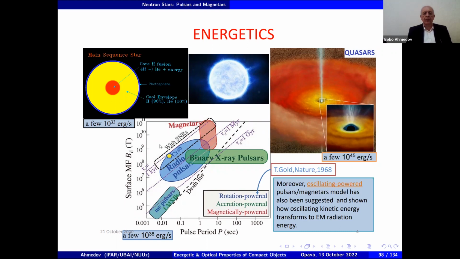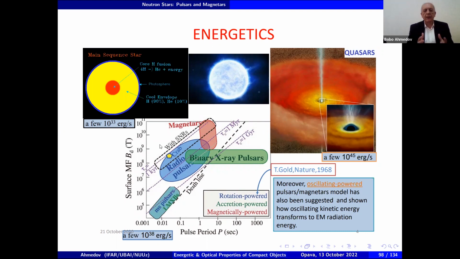But then there is another type of neutron star which is accretion powered. So if it is in a binary system, the kinetic energy of the rotation of the neutron star can be increased through accretion onto this object, and this is another type of observation.